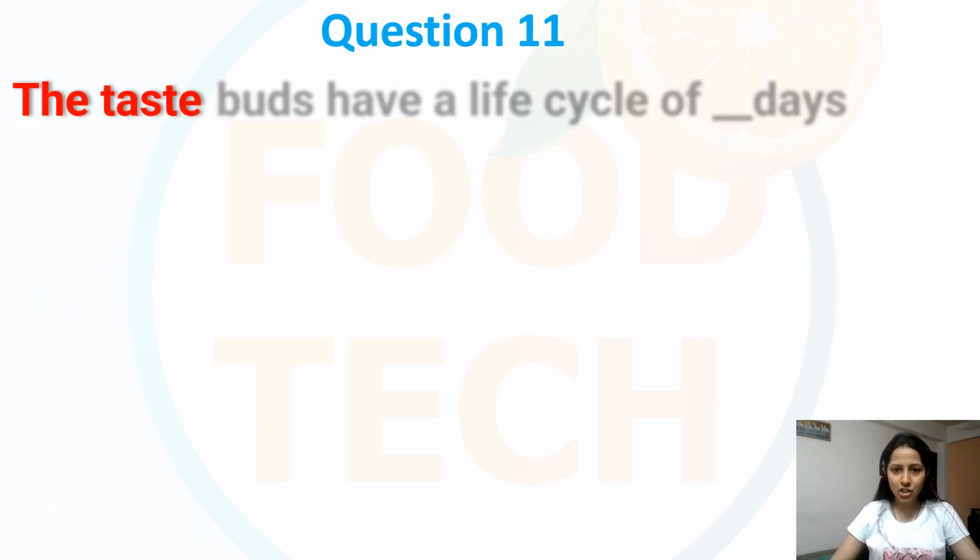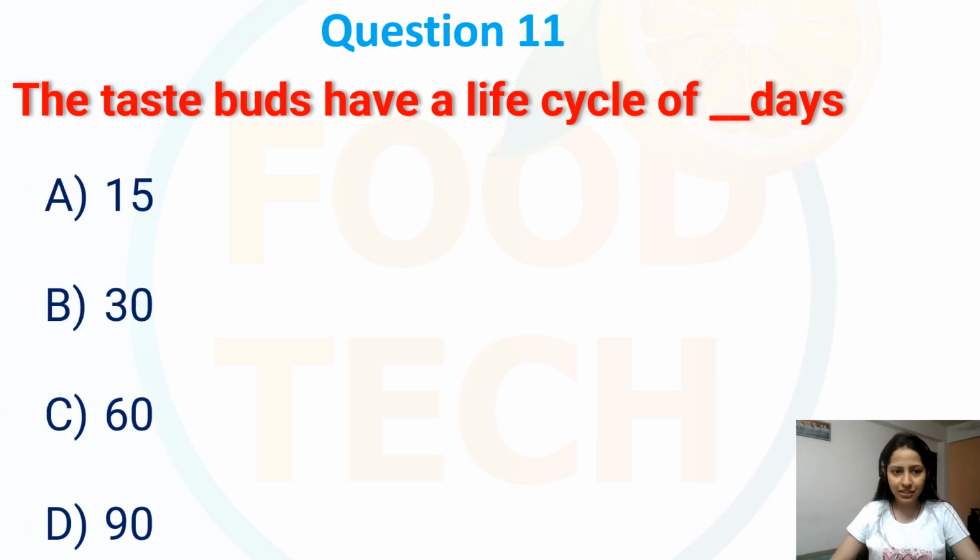Next, question number 11. The testis have a life cycle of dash days. Options are 15, 30, 60 or 90. The testis, like many other cells in our body, have a short life cycle. Actually it has a turnover of around 10 to 15 days. So over here my correct option will be A, that is 15.